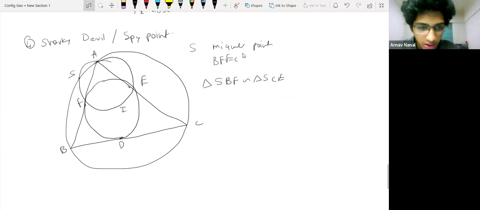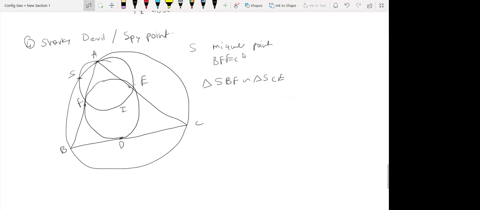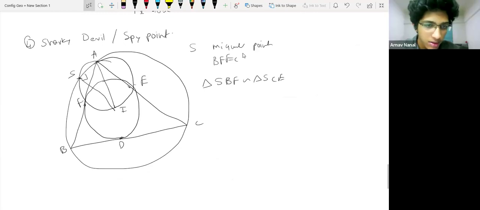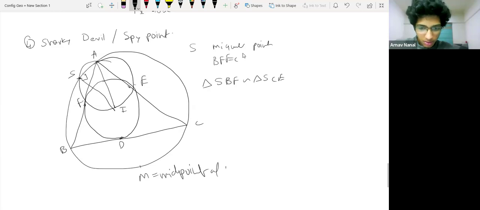Okay, so you draw the incircle, you take these touch points. So you draw a circle through A, F, I, and E, and its intersection with circle ABC. Oh, okay. So it's the circle with diameter AI. Okay, so if M is the midpoint of arc BC, then the first property is that S, D, M are collinear.